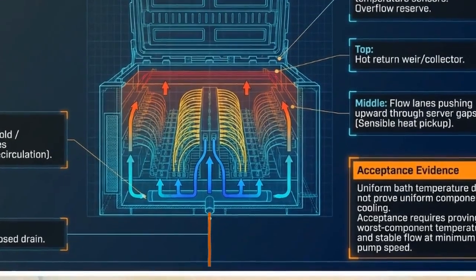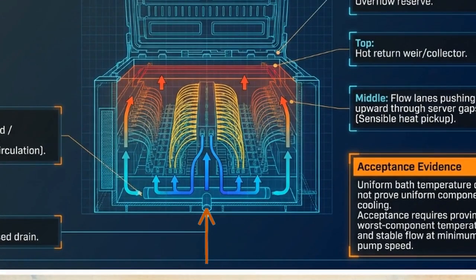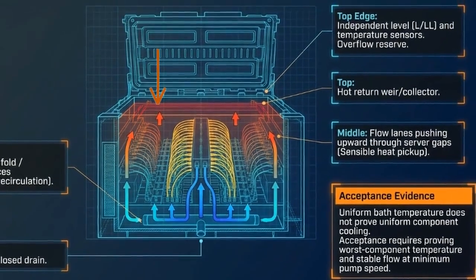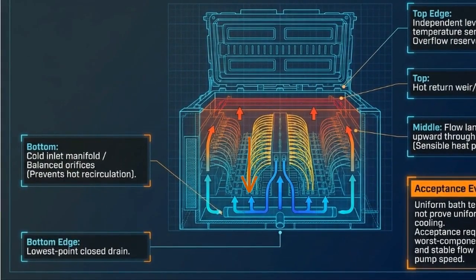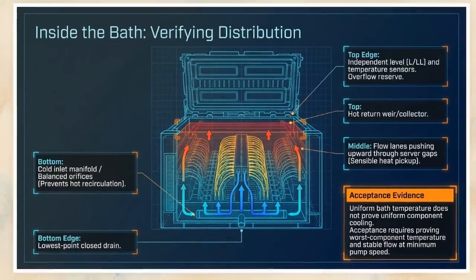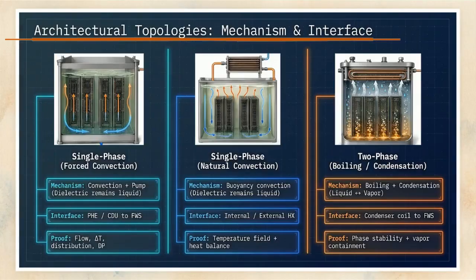Cold dielectric fluid enters at the base, and as it absorbs sensible heat from the servers, it rises through the middle flow lanes, driven by a combination of forced mechanical pumping and passive buoyancy. At the base, the cold inlet manifold utilizes balanced orifices. This precise physical distribution is necessary to ensure uniform flow and to prevent hot rejected fluid from recirculating back into the sensitive server intakes. Looking at these 3 architectural topologies, we see the transition from sensible heat to latent heat.